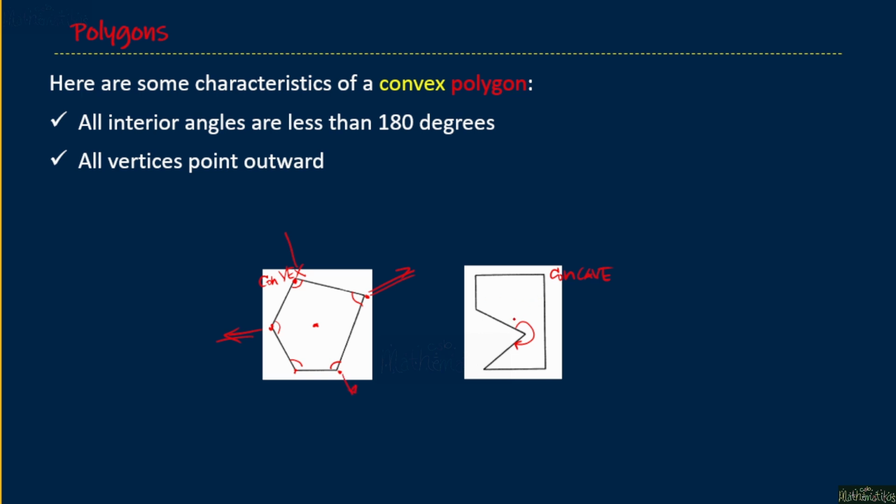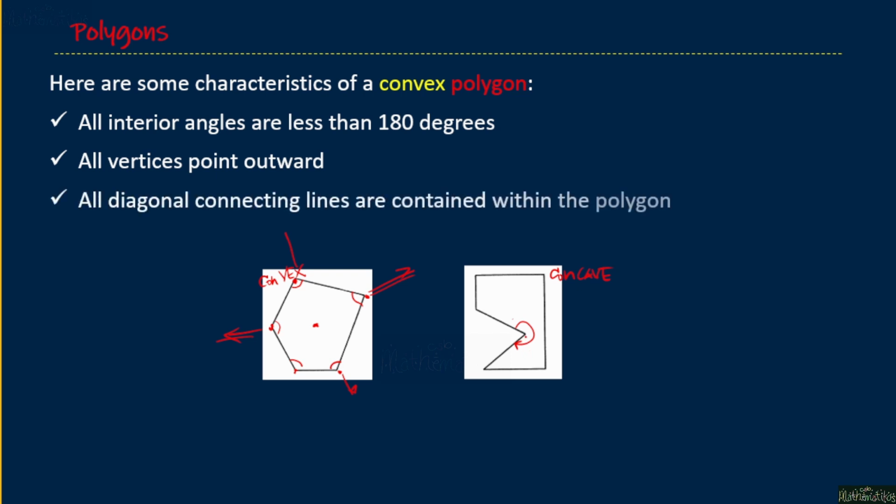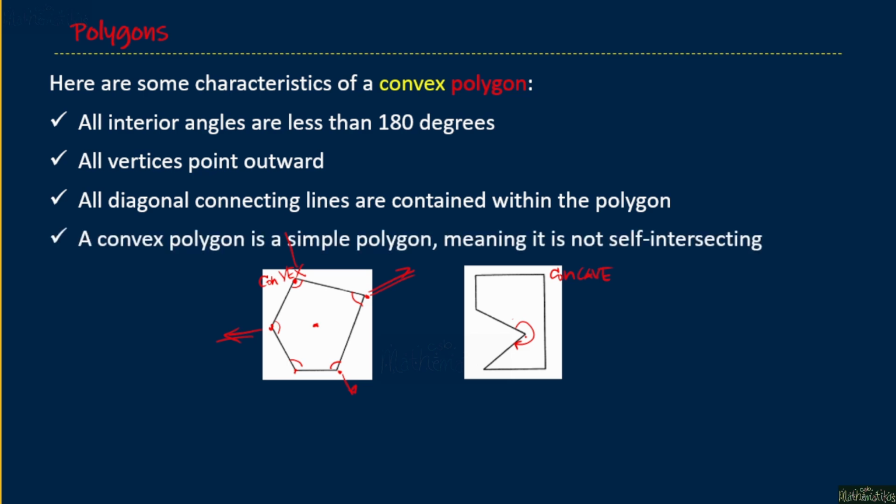Unlike here, if this is the center of our polygon, this vertex here draws inside, and all diagonal connecting lines are contained within the polygon. And a convex polygon is a simple polygon, meaning it is not self-intersecting. So a convex polygon, their vertex or their side doesn't intersect with the other side or line segment of the shape or the polygon.